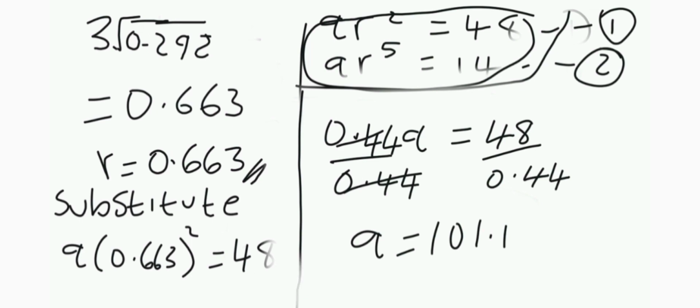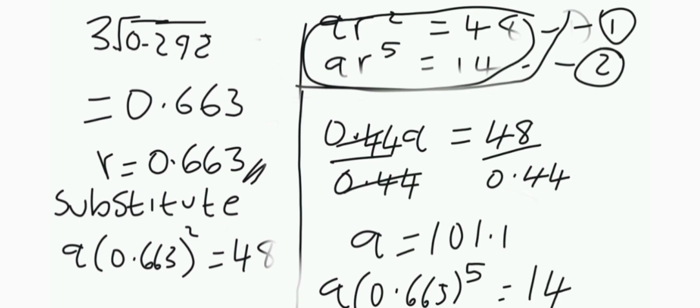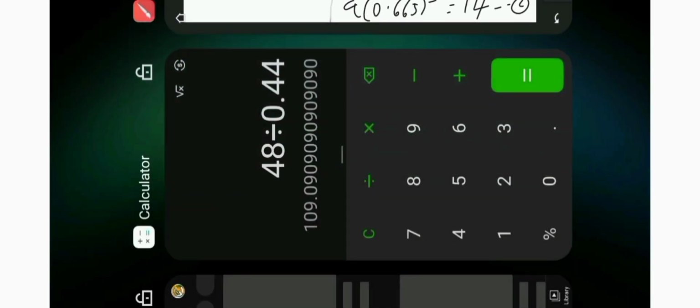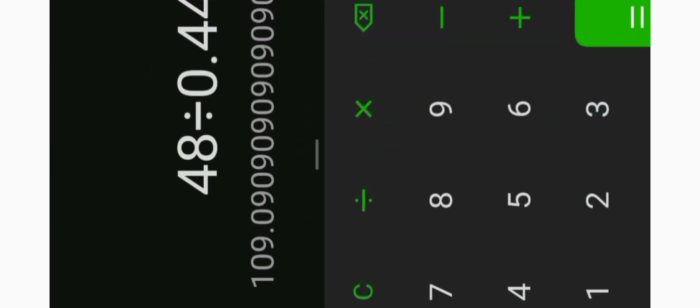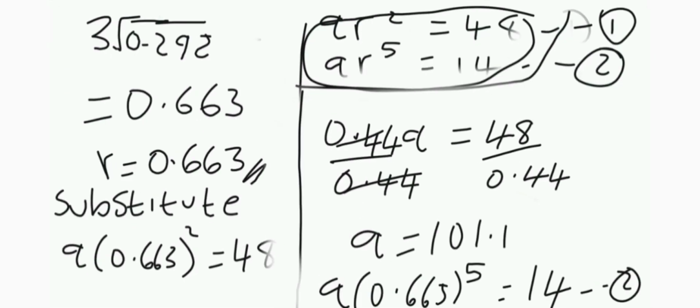If you have the same answer as mine, please comment on the checkbox below. Okay. I want to still test it for equation 2 now. A times 0.663 raised to power 5 is equal to 14. I just want to check again. There's no need for you to solve this. If you just want to verify if your answer is correct, I told you, you can put it in any of the equations and it will give you the same answer.